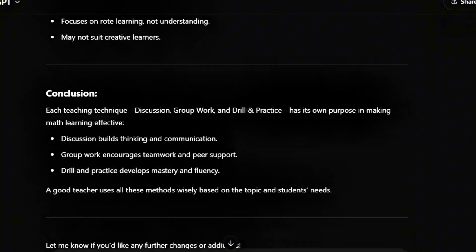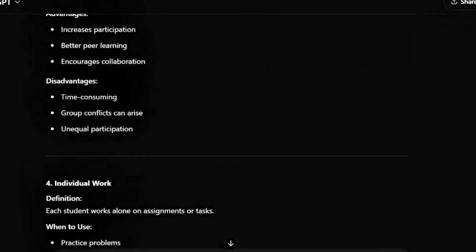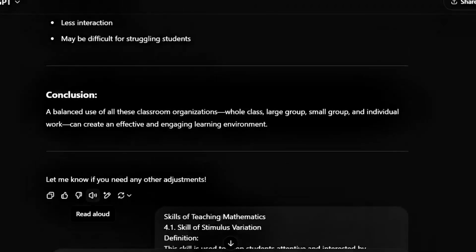Conclusion: each teaching technique, discussion, group work, and drill and practice, has its own purpose in making math learning effective. Discussion builds thinking and communication. Group work encourages teamwork and peer support. Drill and practice develops mastery and fluency. A good teacher uses all these methods wisely based on the topic and students' needs.